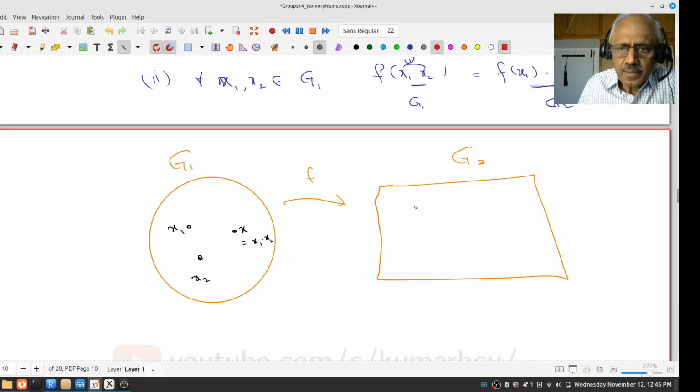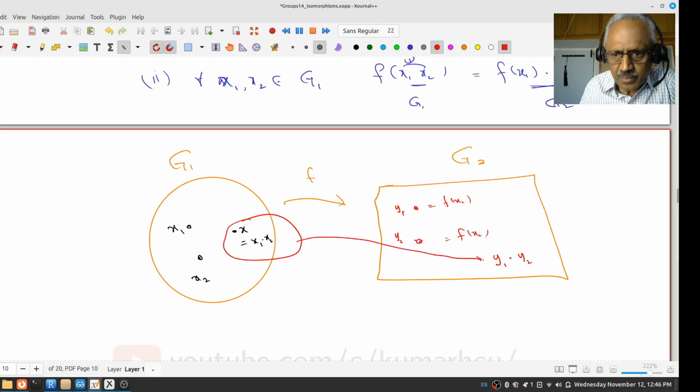Yeah, this must be my y1, which is f of x1, and there is a y2 which is f of x2, right? Now y1, y2 should be an element in G2, right? Now if I take f of x, that is f of (x1, x2), this element gets mapped to this element, that is f of (x1, x2) must be (y1, y2), and of course f is a bijection.